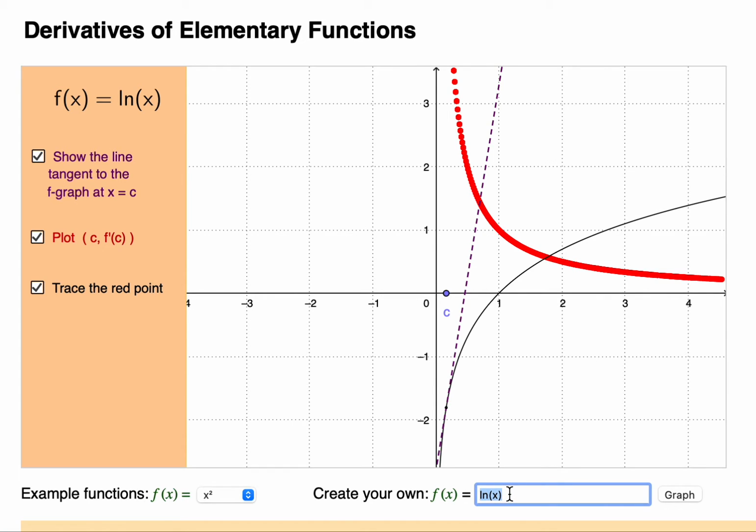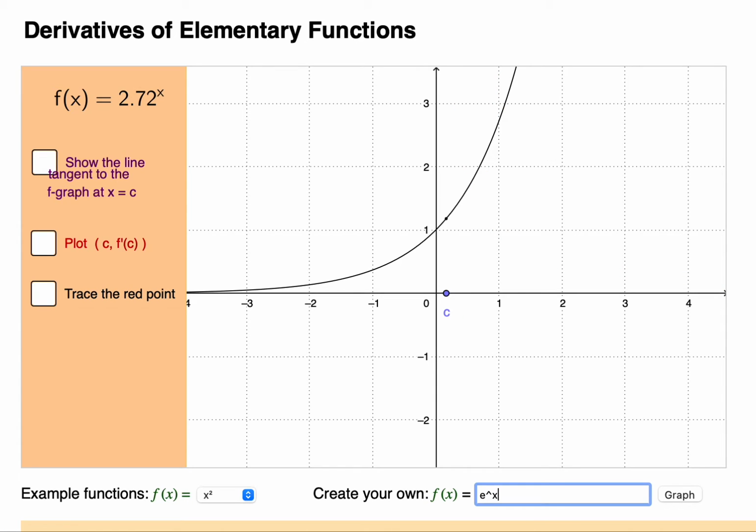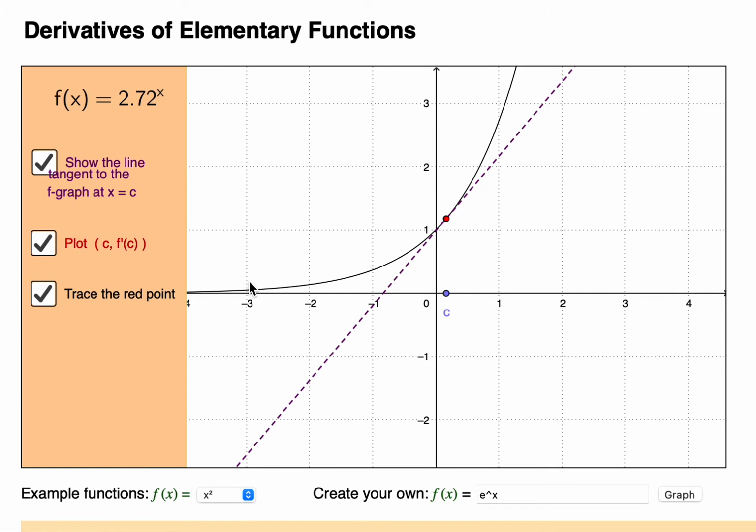We can also graph e to the x, and then we can see what happens to e to the x. So again, we're going to do this. Now, e to the x is unique in that when we differentiate e to the x, we get the y value of e to the x. So notice what happens as I trace out this graph.